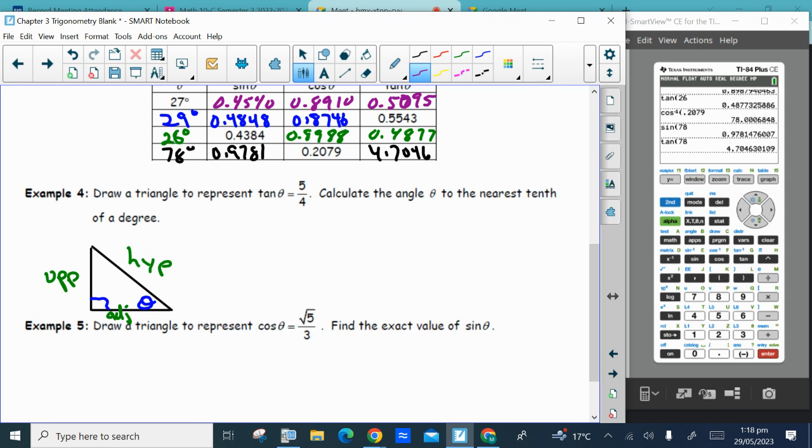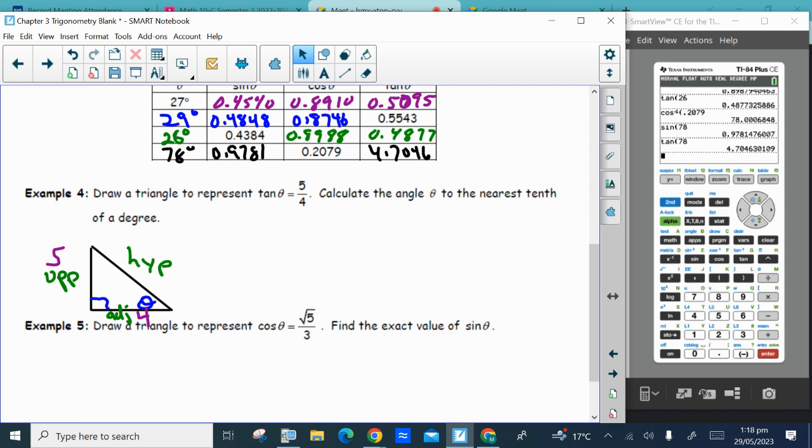The TOA part of SOHCAHTOA tells us that, which means that the opposite side must be 5, and the adjacent side must be 4, because tangent is opposite over adjacent. So the opposite has to be 5, and the adjacent has to be 4. So there we've labeled that triangle. We've drawn and labeled the triangle.